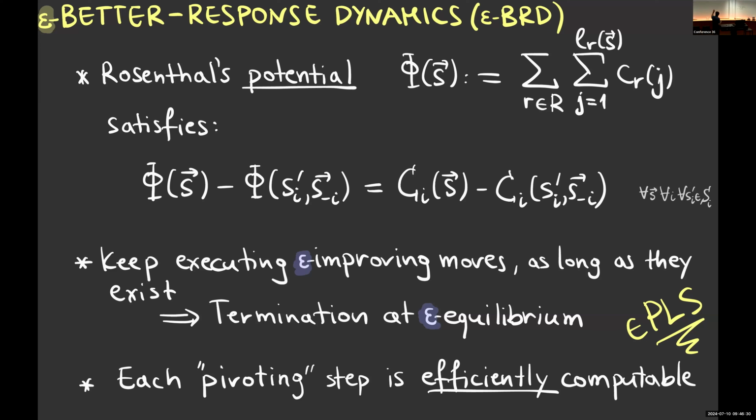Now, all of these dynamics, you can do them also for epsilon. So you can do epsilon better response dynamics. You just check if you are in an epsilon equilibrium. If you are not, it means you can improve by more than epsilon.